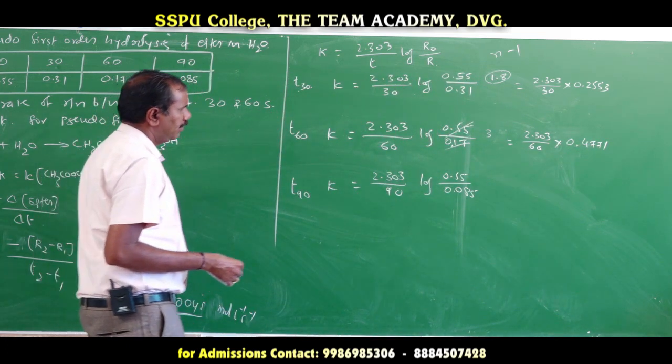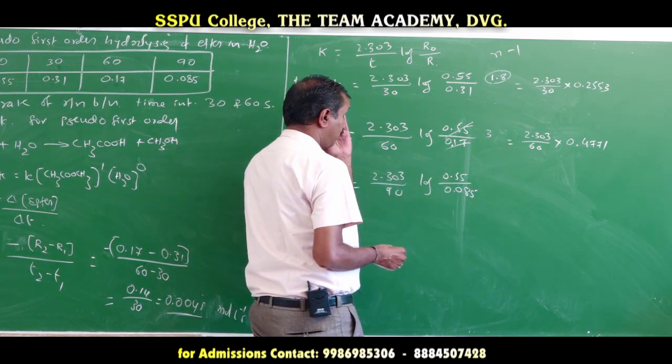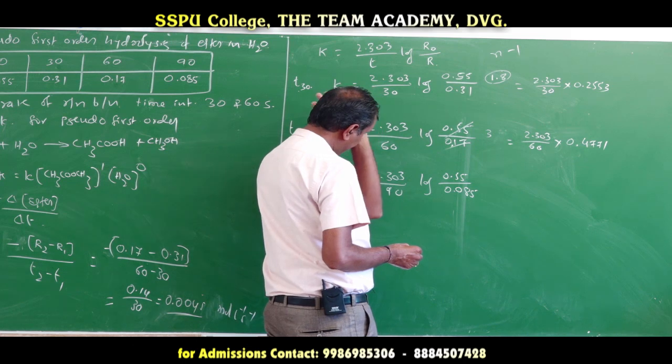Next. So 0.55 divided by 0.085. 0.085, how many times?